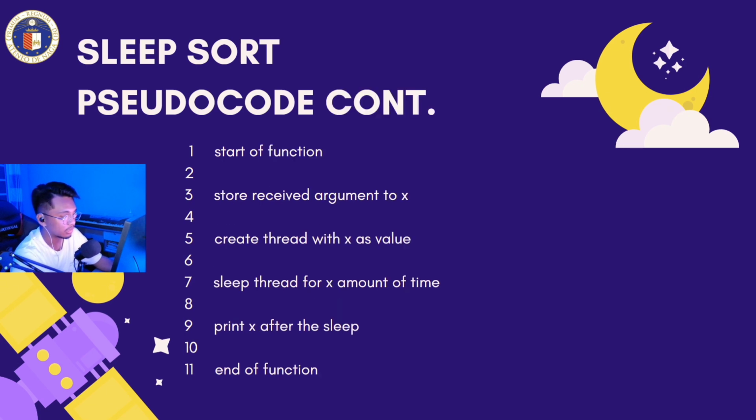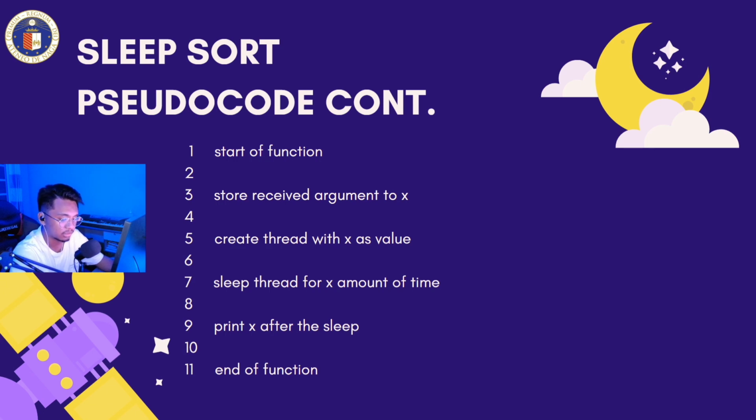So the function works like this. We store the received argument to x, and the threads are then created with x as their value. The thread is then put to sleep for an x amount of time, which means that the larger the thread, the longer they'll be sleeping, and the smaller the thread, the sooner they'll wake up. And then we will print x as the thread wakes up.